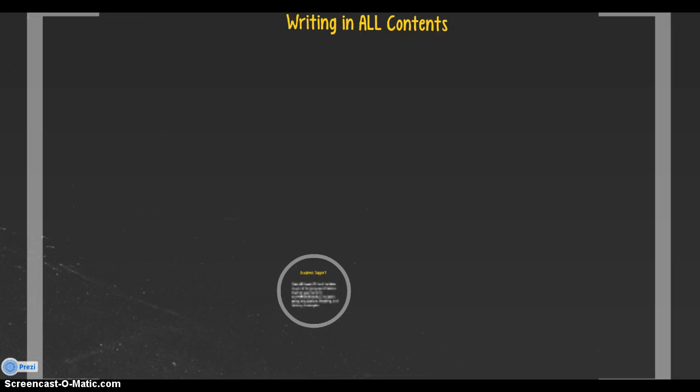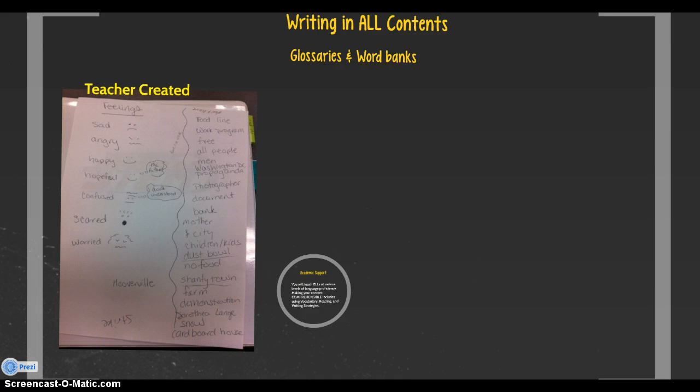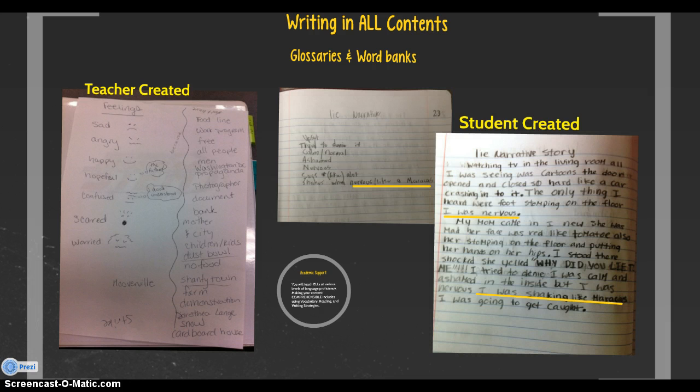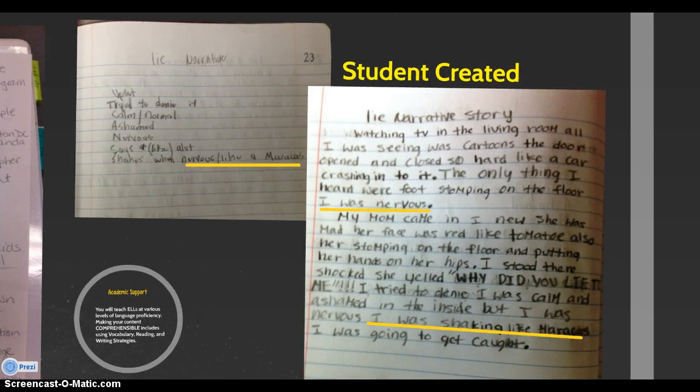The next area of academic support is writing in all contents. Glossaries and word banks support academic writing. They can be teacher-created, like this example, that uses emotion words as well as content vocabulary, or they can be student-created, such as this example, that was created with a partner during a pre-writing activity. His idea of being nervous in his pre-writing was extended into his essay when he said, I was shaking like maracas.